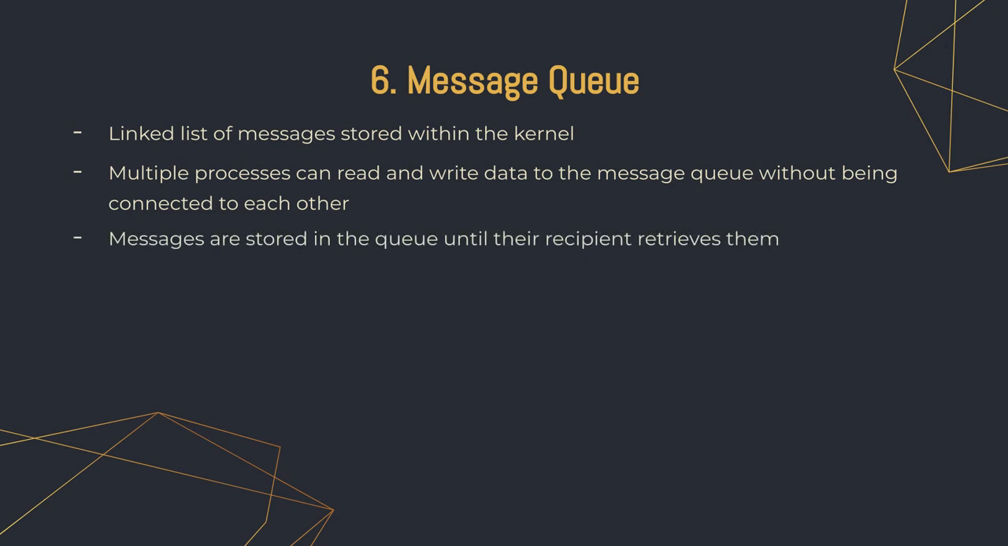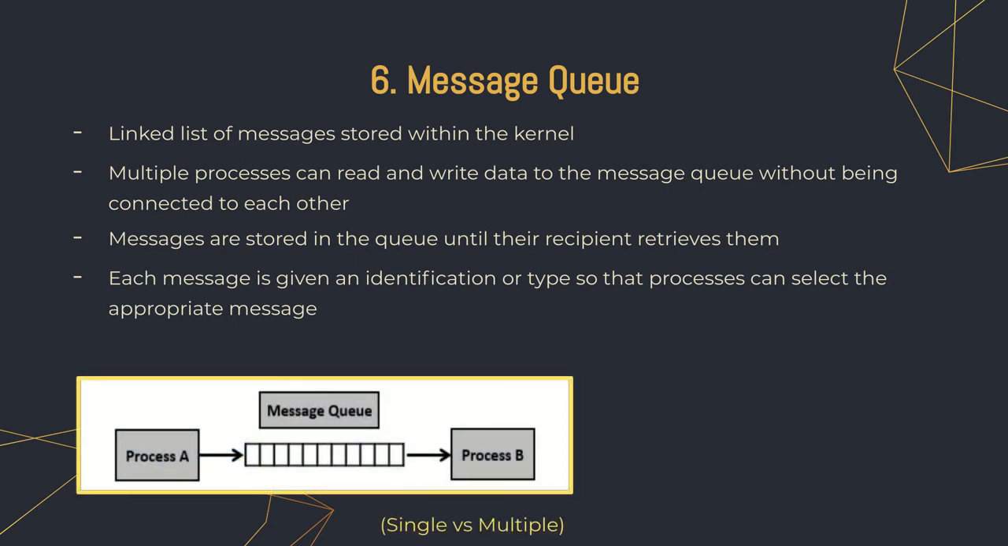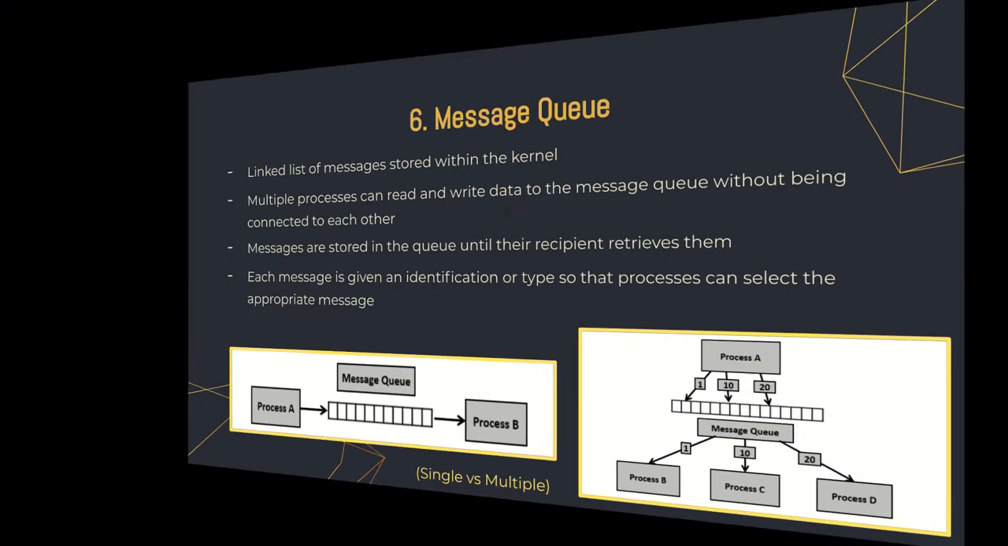So messages are stored in the queue until the recipient process retrieves them, and as previously stated, the message is given an identification. Now, once the message is received by a process, it will no longer be available to any other process. So here we have a single message queue where only a single process is obtaining the messages, compared to a message queue in which multiple processes obtain the message. These are the ways this is implemented.